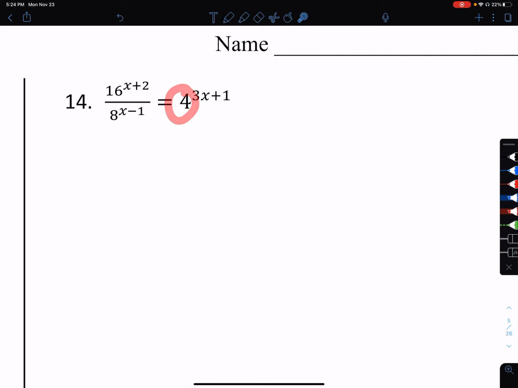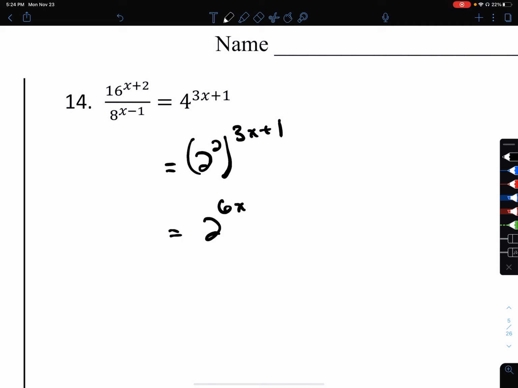I'm going to get everything to have a base of 2 here. So on the right, let's focus on that first. That's going to be 2 squared, that's the same as 4, to the 3x plus 1. Power to a power, I'm going to get 2 to the 6x plus 2. On the left, I'm going to change 16 to be 2 to the 4th. 2 times 2 is 4, times 2 is 8, times another 2 is 16. And that's already been raised to the x plus 2.